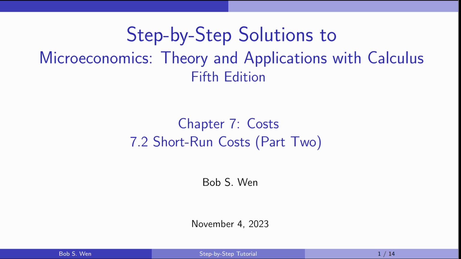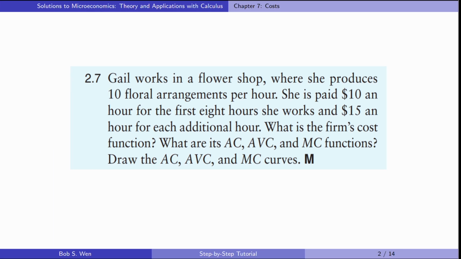Let's solve exercise 2.7. Gail works in a flower shop where she produces 10 floral arrangements per hour. She is paid $10 an hour for the first 8 hours she works, and $15 an hour for each additional hour. What is the firm's cost function? What are its average cost, average variable cost, and marginal cost functions? Draw the average cost, average variable cost, and marginal cost curves.